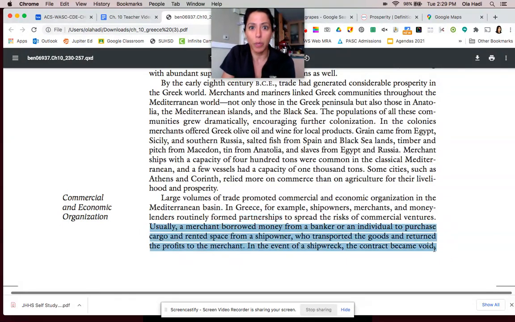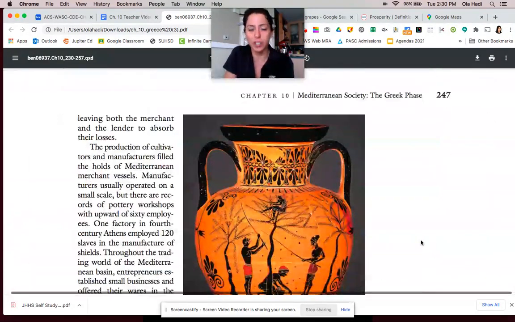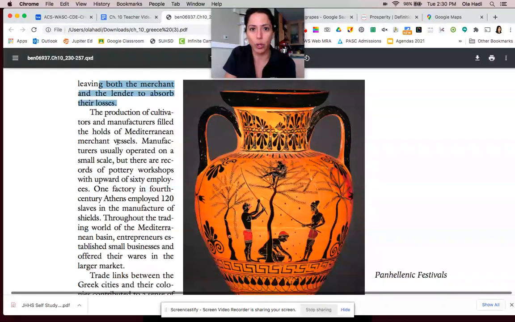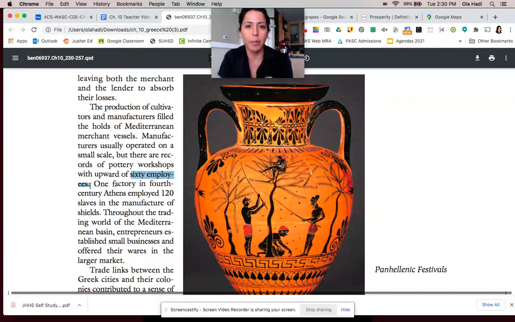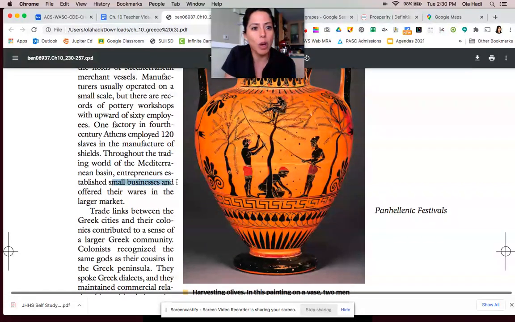But basically, a merchant, or somebody who's selling something, might borrow money from a banker or someone else and then buy commodities, buy cargo, rent space from a ship. But if there was a shipwreck, then the merchant and the lender were both left to absorb the losses, or basically lose their money. On the ships that we've discussed, there were many manufactured goods aboard. Most of the manufacturers were small time. They had not very many employees, although there are examples of pottery workshops that employed over 60 people, sometimes 120 people. But these were largely small businesses.